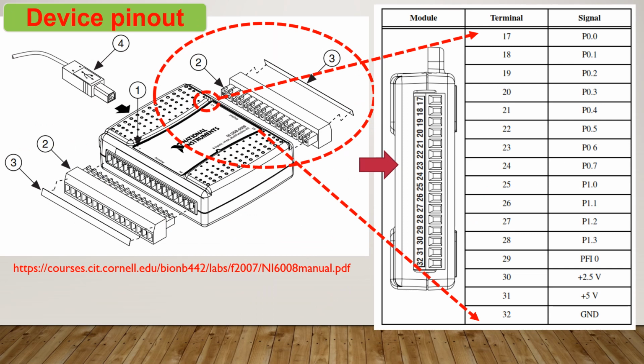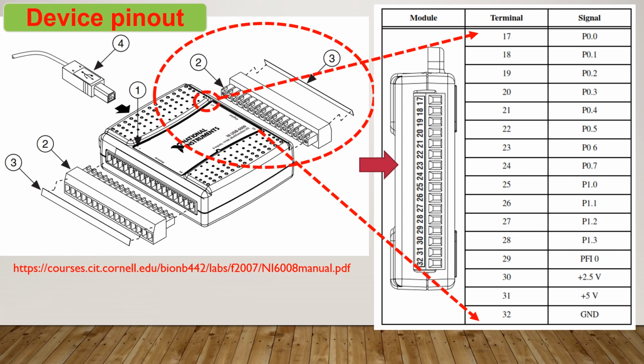On the other side of the data acquisition USB-6009, we have terminal 17 until terminal 32. Terminal 17 until terminal 32 is covered by digital input and output. You can configure them sometimes as digital input and sometimes as digital output, or some pins as digital input and some pins as digital output.